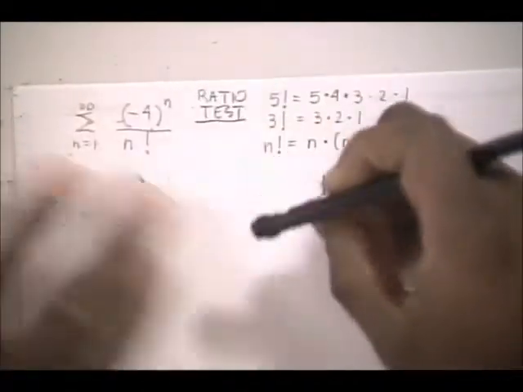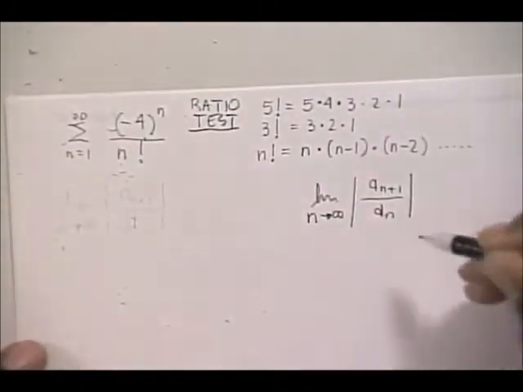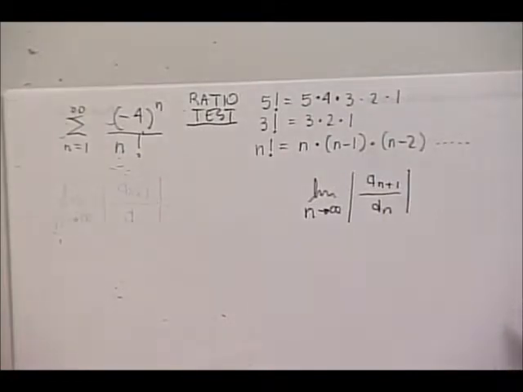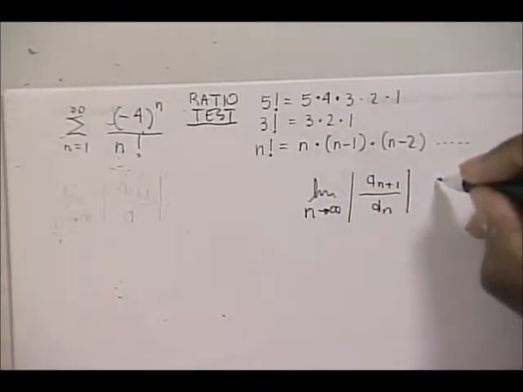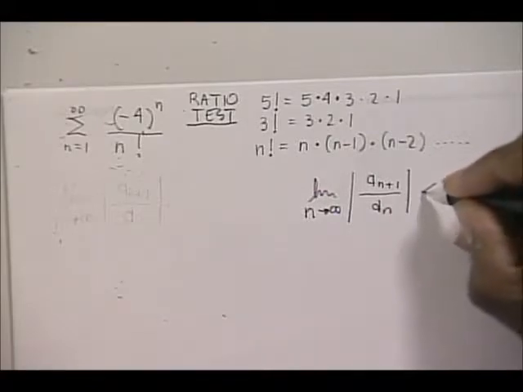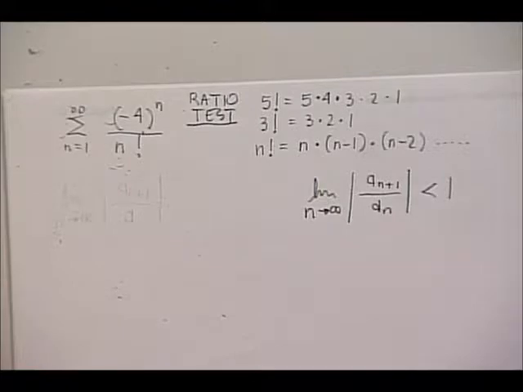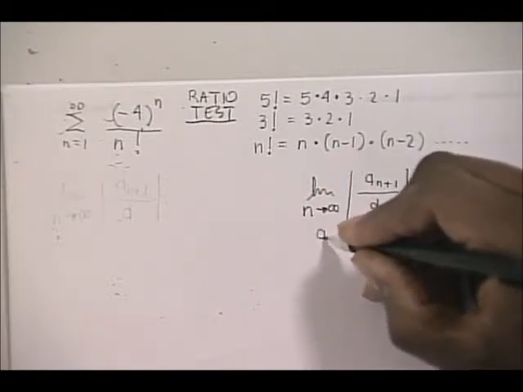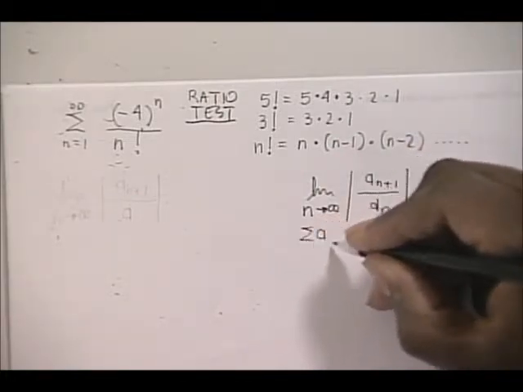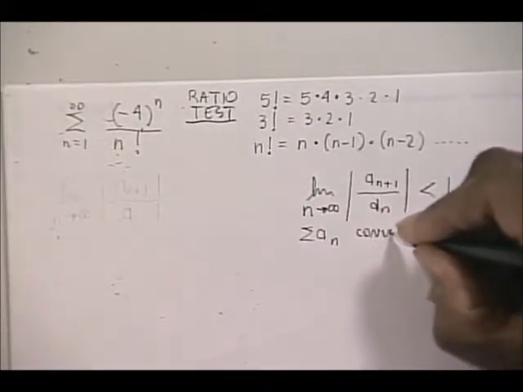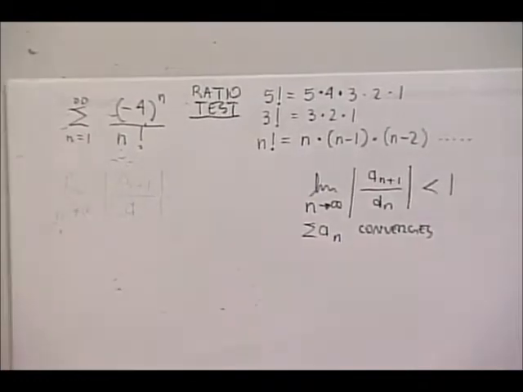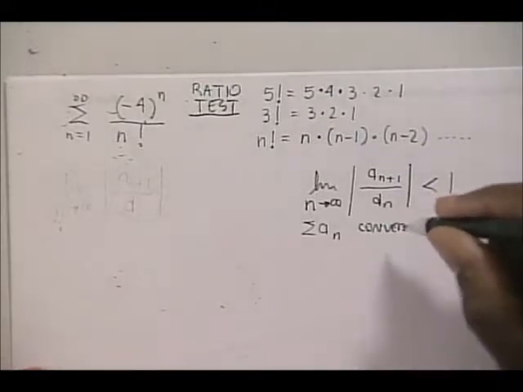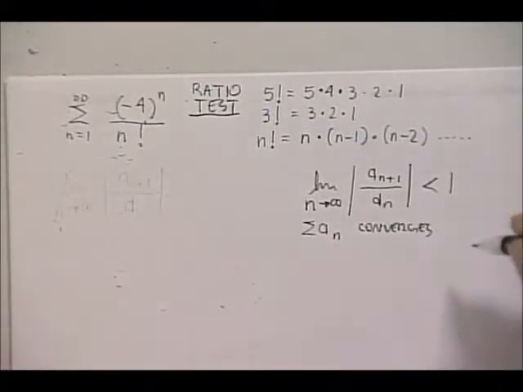After you evaluate this limit, and we'll talk about what a sub n plus 1 means, if you evaluate the limit and you get something less than 1, well, according to this test, this would be proof that your series a sub n converges. Actually, the theorem says it converges absolutely, but we'll talk about what that means at another time.